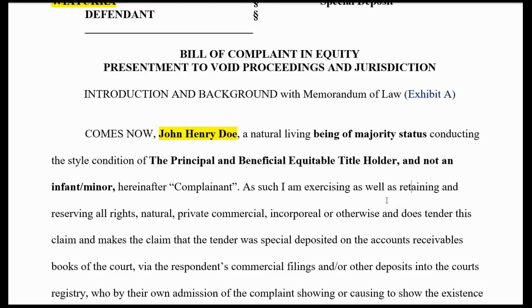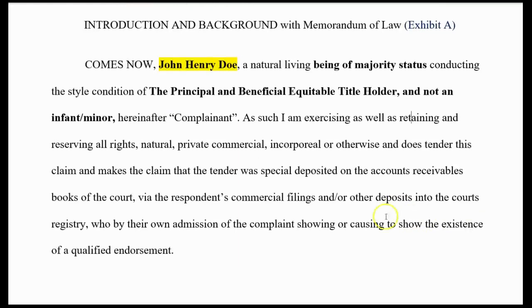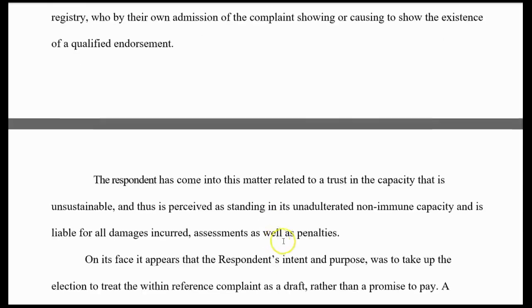As such, I am exercising as well as retaining and reserving all rights, natural, private, commercial, incorporeal, or otherwise, and does tender this claim and makes the claim that the tender was specially deposited on the accounts receivable books of the court. You've just given us something of value, via the respondent's commercial filings and other deposits into the court's registry, who, by their own admission of the complaint, showed or caused to show the existence of a qualified endorsement. So there it is. This is how you're coming in. These are your terms and conditions under which you're going to proceed.